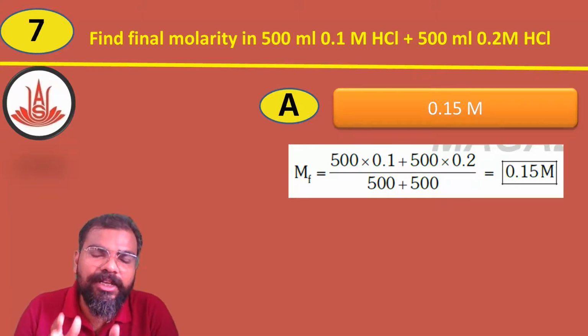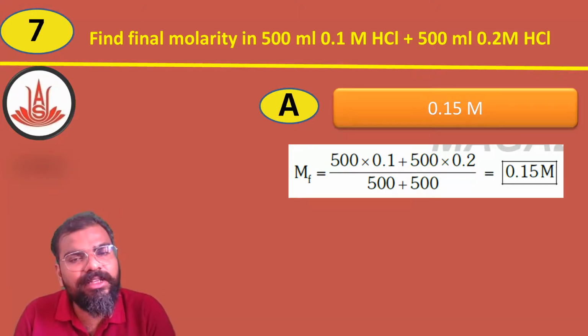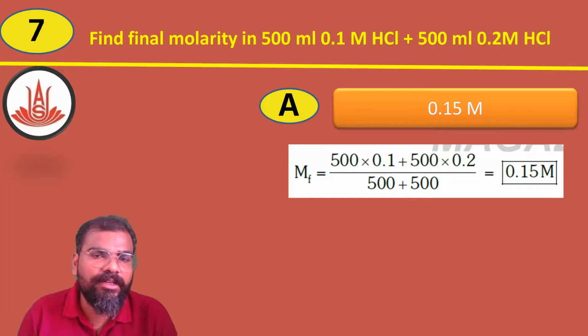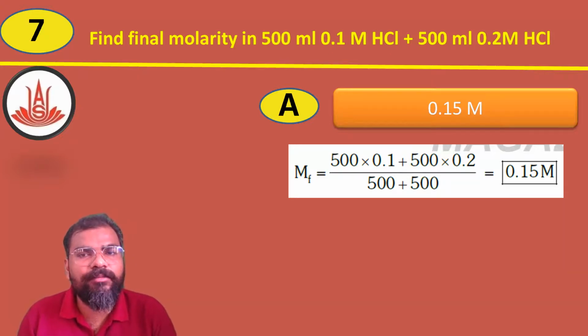पहला वाला question जैसे किया, वही तरीके से ये question हमें solve करना है. ठीक है, so 0.15, option A is the correct answer for question number 7.